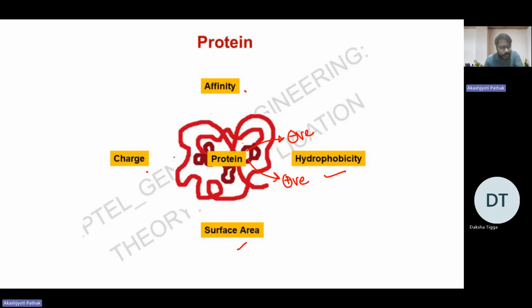If it has a large number of non-polar residues, then it will be hydrophobic. Now, for example, if it is an antibody, then it will have affinity for antigen. If it has some fusion tag, then also it can have different affinity, and also it will have a surface area. The amino acid residues which constitute the protein determine the character of a protein.